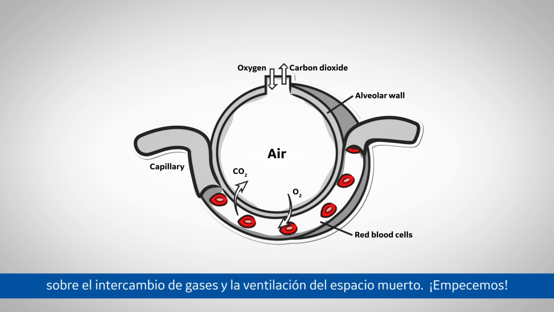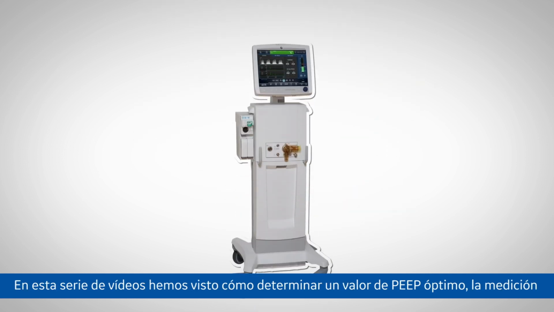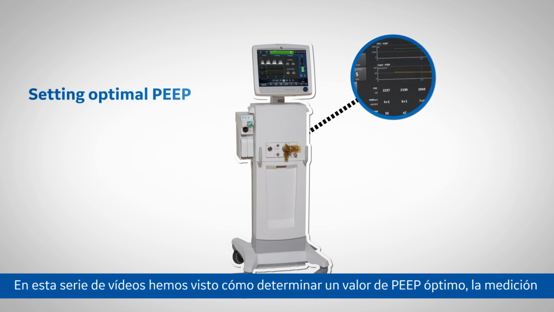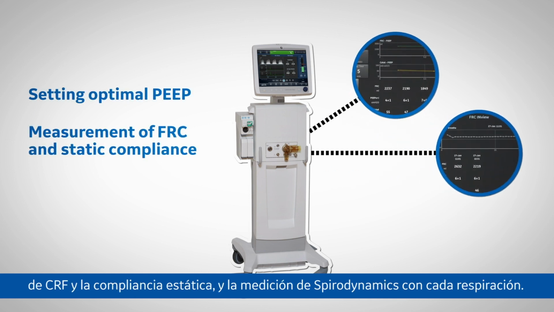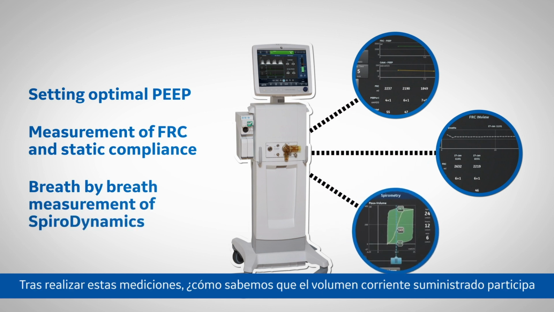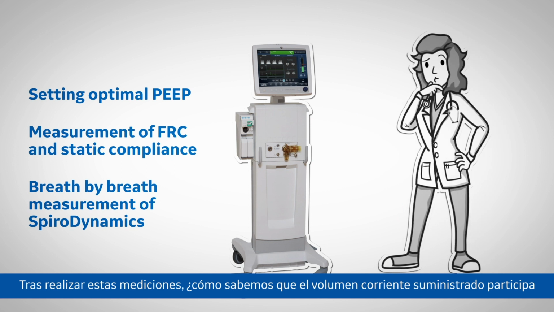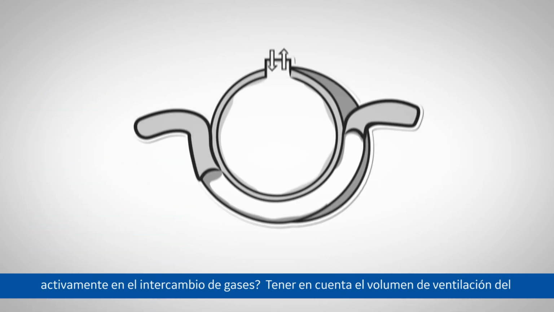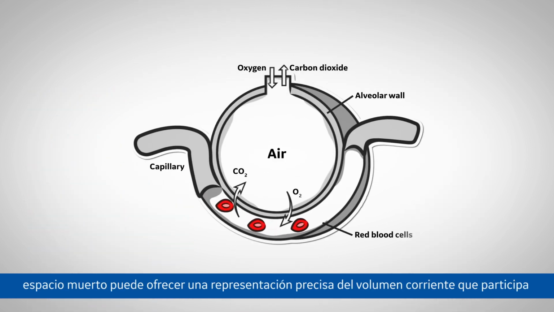Let's get started. In this series of videos, we have discussed setting optimal PEEP, the measurement of FRC and static compliance, and breath-by-breath measurement of spirodynamics. Once these measurements are obtained, how do we know that the tidal volume we are delivering is actively participating in gas exchange? Accounting for the amount of dead space ventilation can give an accurate representation of the tidal volume which is participating in gas exchange.